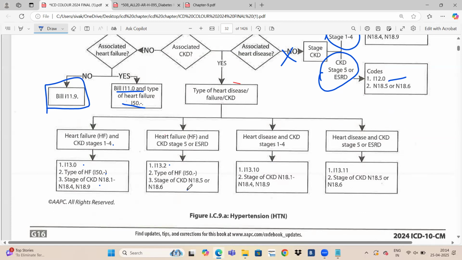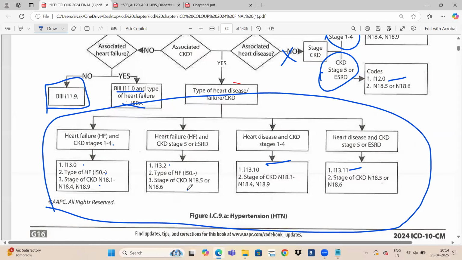If the patient has heart disease and CKD, no heart failure, only CKD, that is hypertensive heart disease with CKD without heart failure. These are the codes. The documented hypertension, heart disease without heart failure, and CKD. So please go through this table. If you have any doubt, you can ask me. I will explain.